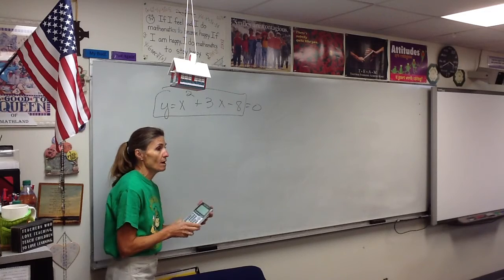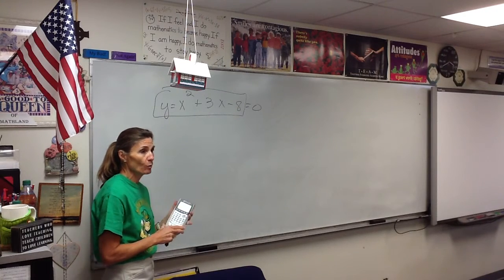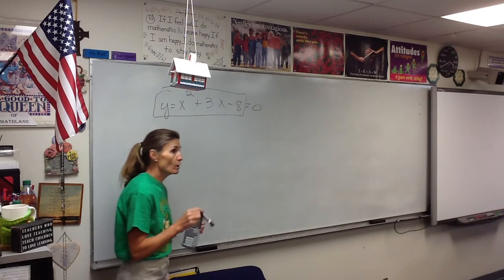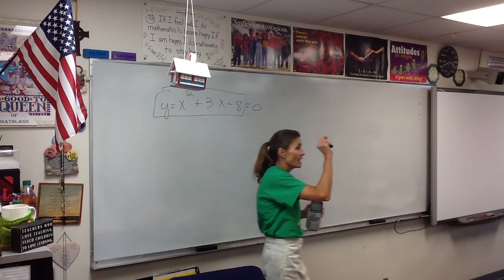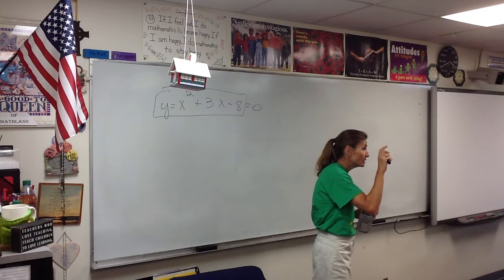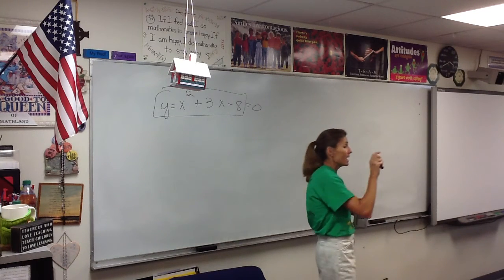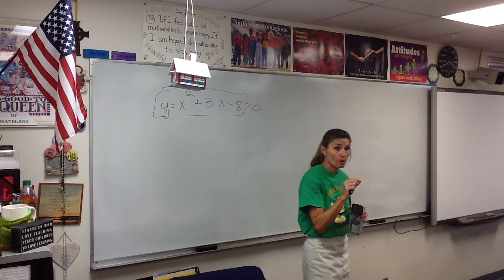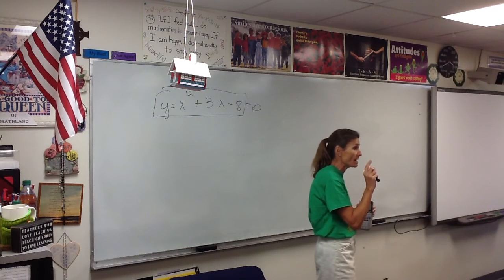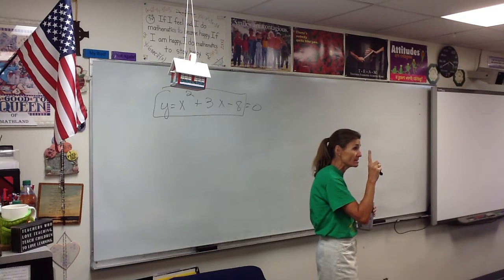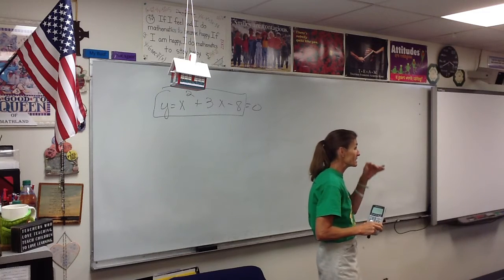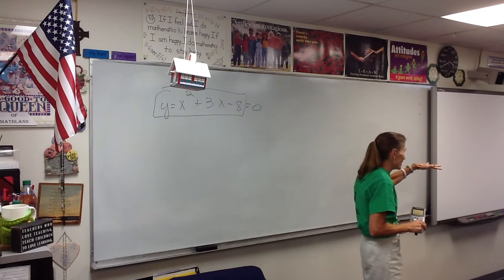What window are we going to start with when we graph these? The standard window, which is what? X min and Y min are both -10. X max and Y max are both +10, and the scale for X and Y, X scale, Y scale is 1. That's called the standard window. Chances are that will be good.